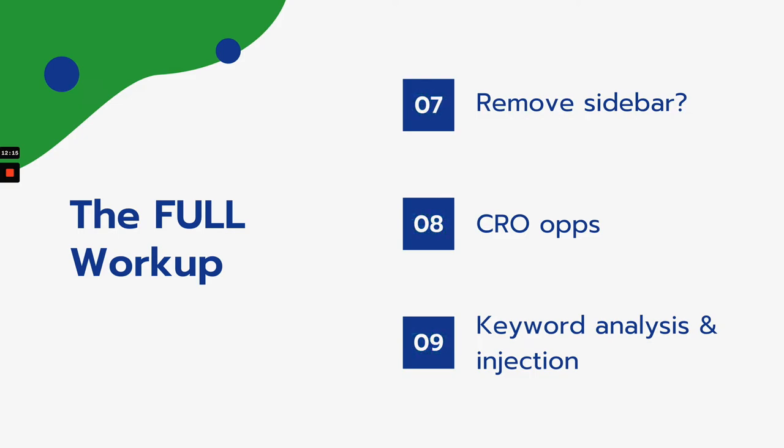CRO opportunities. Okay, this is conversion rate optimization. Now, if it's a purely informational article, this isn't relevant. But if you're doing even a little bit of affiliate promotion with products, links to Amazon or something, you might look at opportunities to improve that. And one thing I really like about Gutenberg is it makes it easy to create some pretty cool product feature boxes. You can insert columns, you can add buttons, dividers, tables, a lot of stuff.